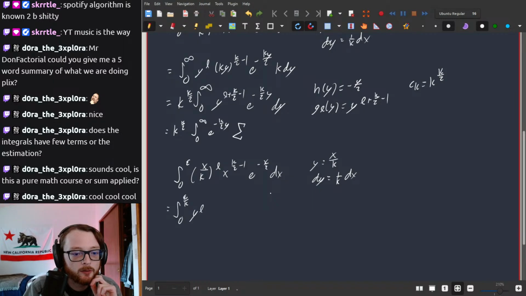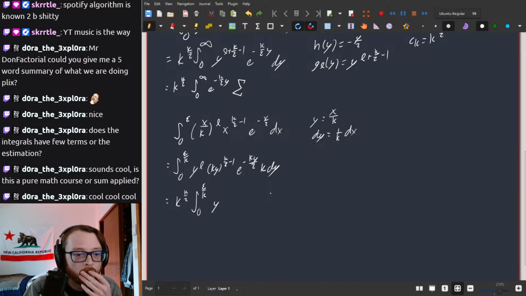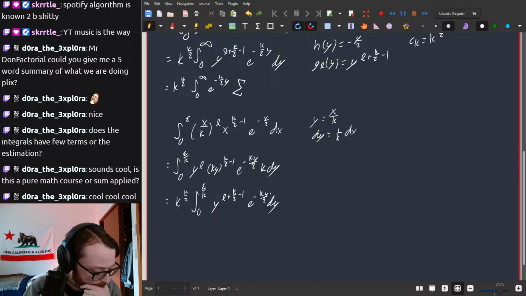So we get y to the L, ky to the k over 2 minus 1, e to the minus ky over 2, k dy. K to the k over 2, integral from 0 to epsilon over k, y to the L plus k over 2 minus 1, e to the minus ky over 2 dy. Now, what was the point of doing this?